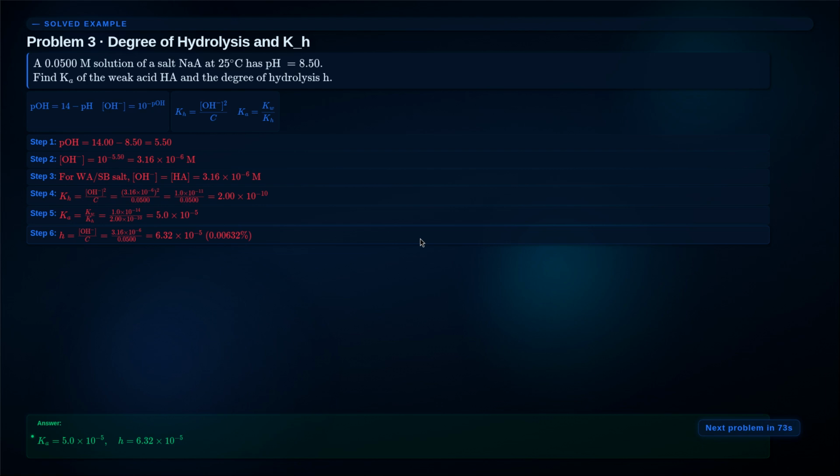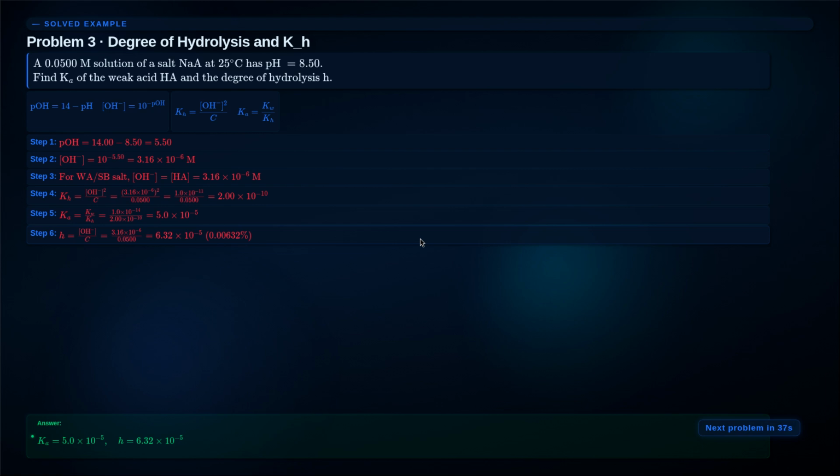Step 4. Kh equals OH minus squared divided by C. 3.16 times 10 to the negative 6 squared is 1.0 times 10 to the negative 11, divided by 0.0500 gives 2.00 times 10 to the negative 10. Step 5. Ka equals Kw divided by Kh. 1.0 times 10 to the negative 14 divided by 2.00 times 10 to the negative 10 equals 5.0 times 10 to the negative 5.